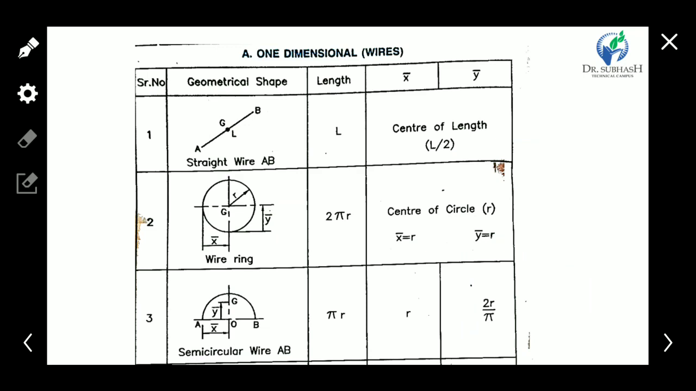Now these are some formulas of geometrical shapes which are repeatedly used in our syllabus or study. So this is the simple line. Its length is L and the center is at L by 2. Now this is the wire ring. Its length is found with the help of the periphery, 2 pi r. And the center of the circle is x bar equal to r and y bar equal to r.